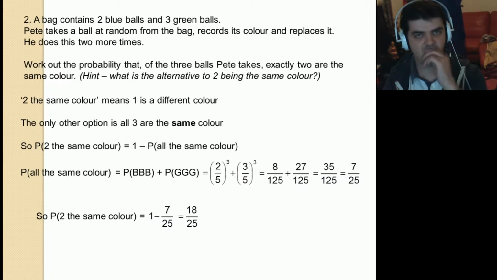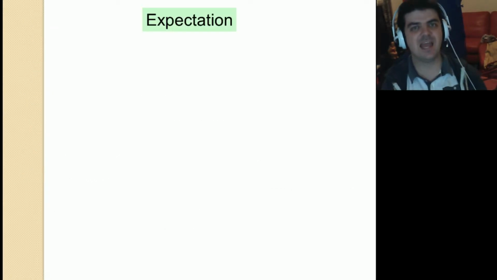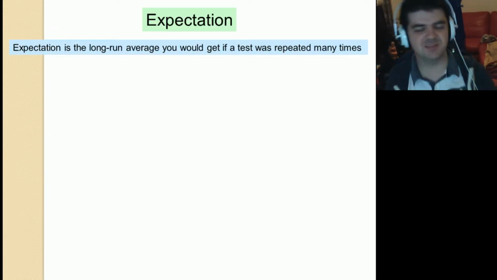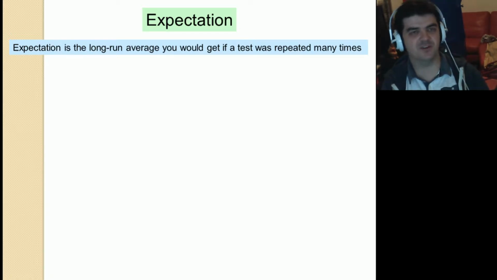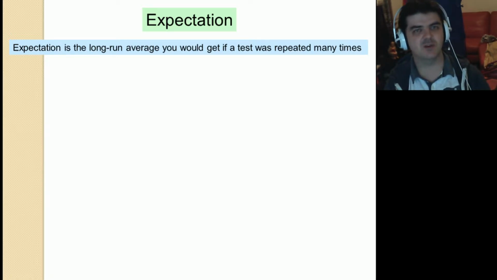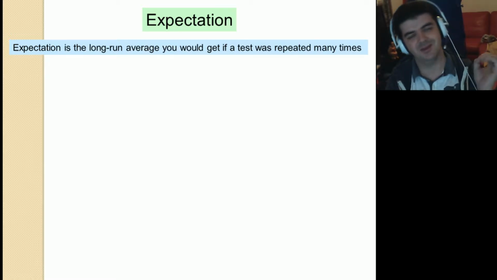Next topic. Expectation. This might actually be fairly straightforward. So expectation is the long run average you would get if a test was repeated many times. So you're going to take the probability and you're basically using it as a fraction.